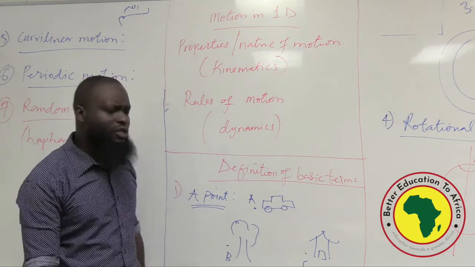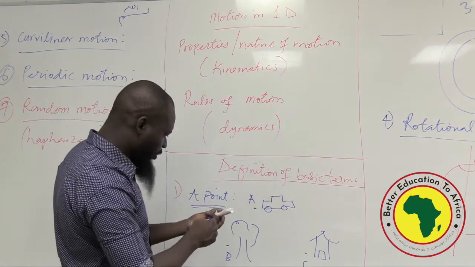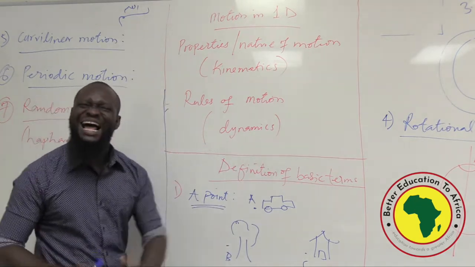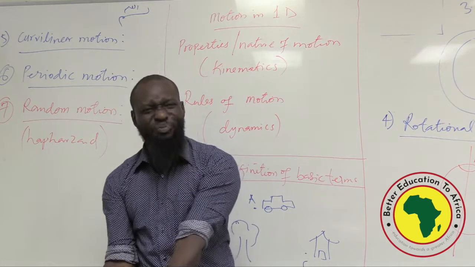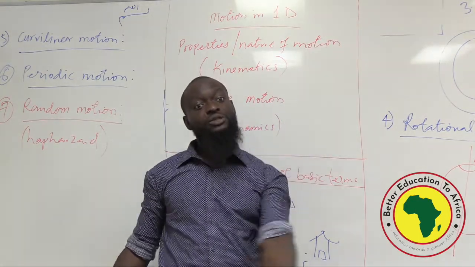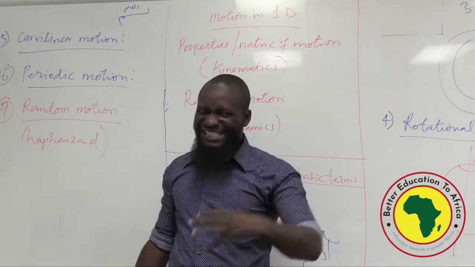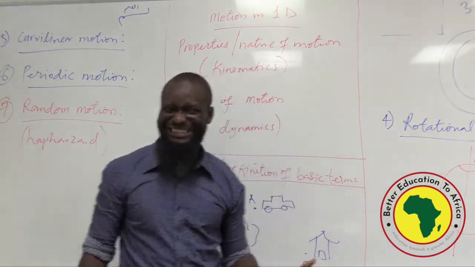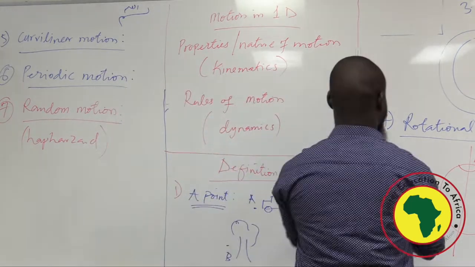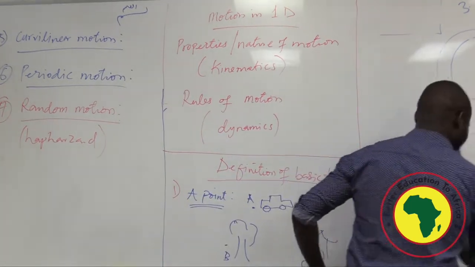But the second definition I'm going into is the position of an object. Then I have to define a reference point. So a position tells you where it is with respect to something else, so it is easy for you to locate. So the next definition is the position.